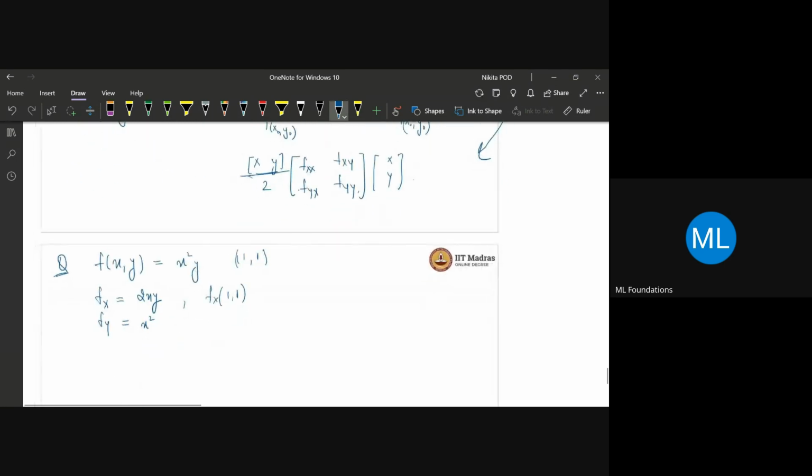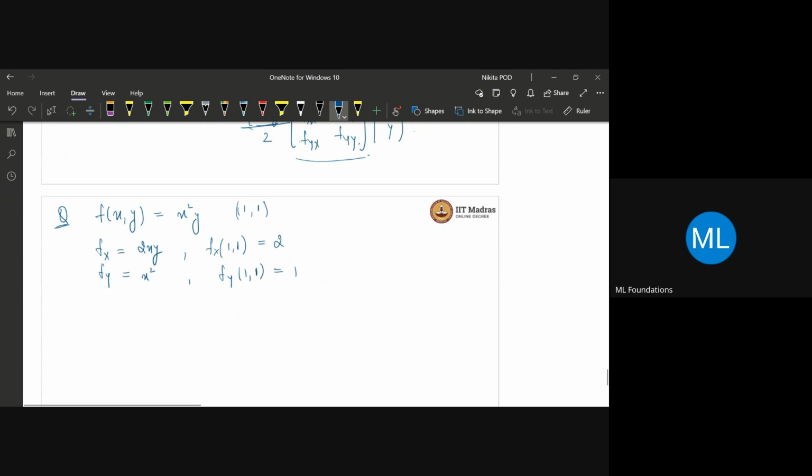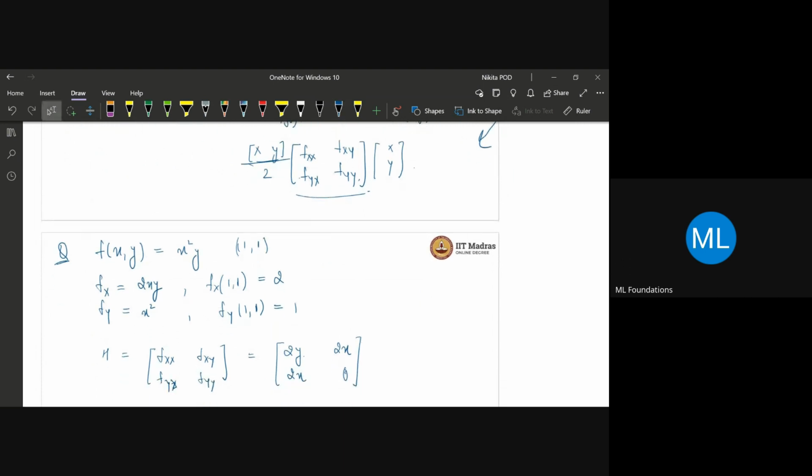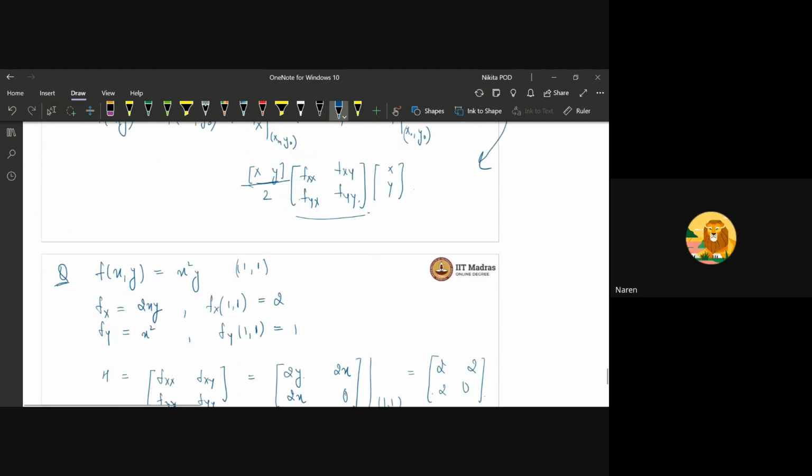f_x at (x0, y0) is 2. f_y at 1, 1 is 1. Okay. What else do you need? You need this Hessian matrix. The Hessian matrix is f_xx, f_xy, f_yx, f_yy, right? So what is f_xx? This is 2y. What is f_xy? It is 2x. What is f_yx? Again 2x. f_yy is 0. Right. Now, what are these values at 1, 1? 2, 2, 2, 0. Now just substitute it here.